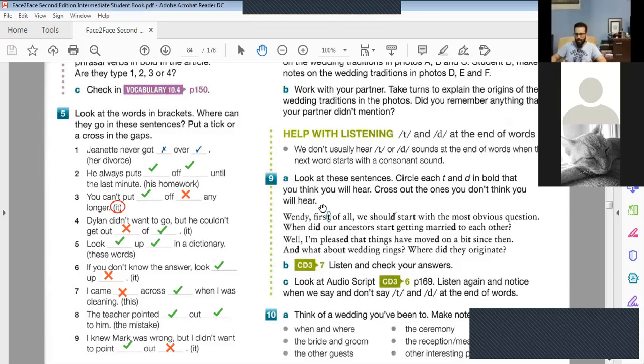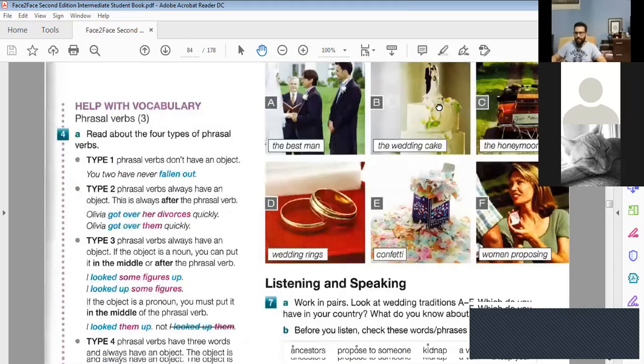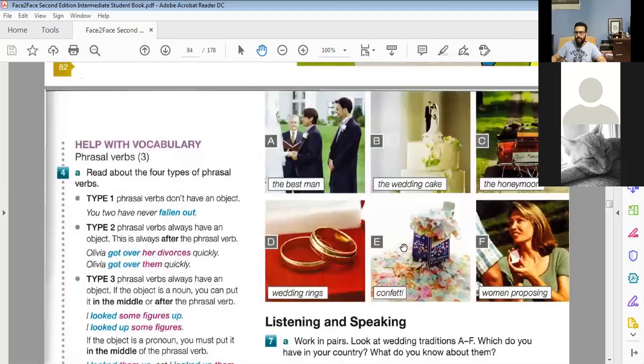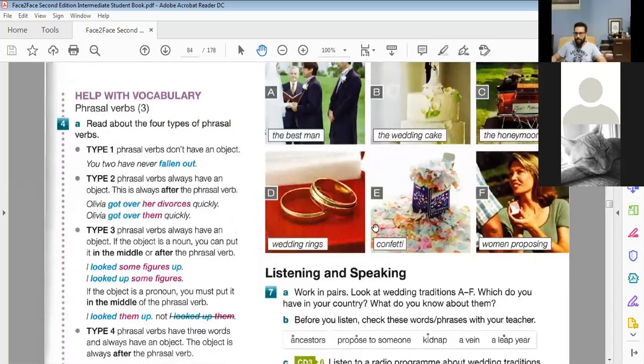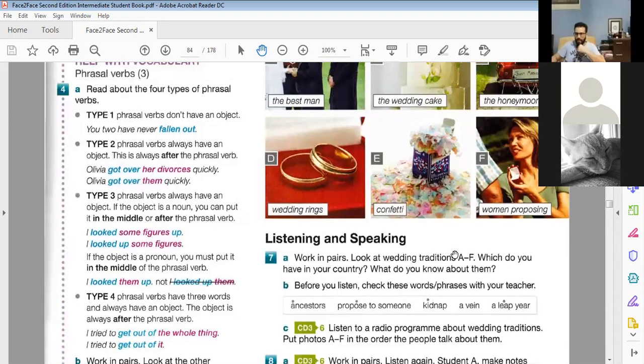So let's check exercise 7. Let's go to number 7. All right, this looks like fun. Yeah, take your time. Okay, here in exercise 7, we're going to do a little bit of listening. Here we can see some wedding traditions. Let's start with the words in the box.